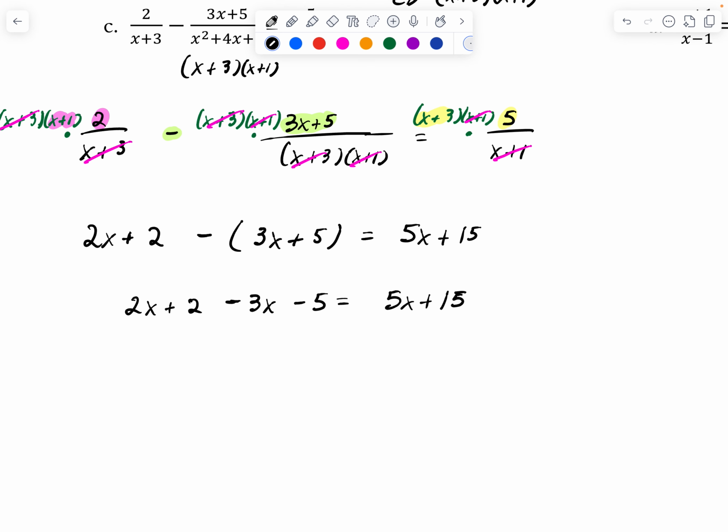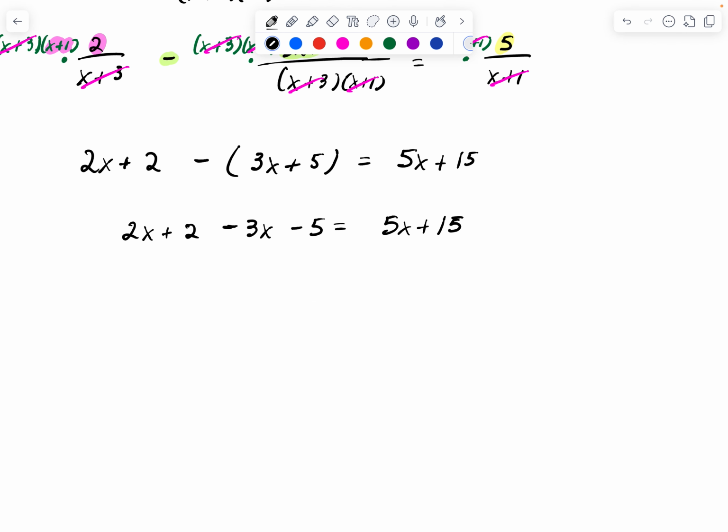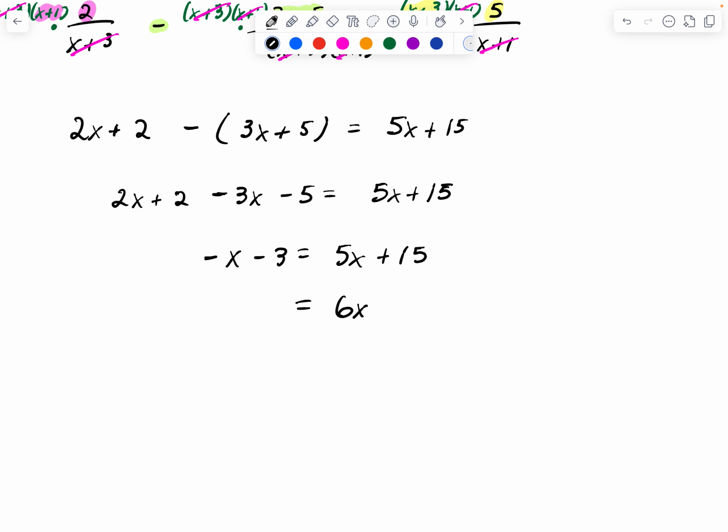This is a linear equation, so I'm just going to get my x's to one side. 2x minus 3x is negative x. 2 minus 5 is negative 3. Getting my x's to one side gives me 6x over here. A negative 3 and a negative 15 is negative 18. So x equals negative 3.